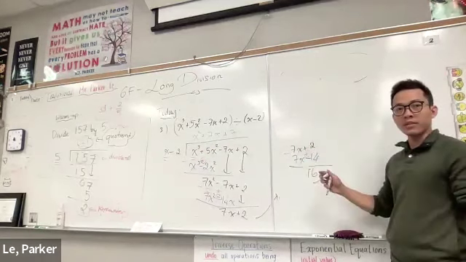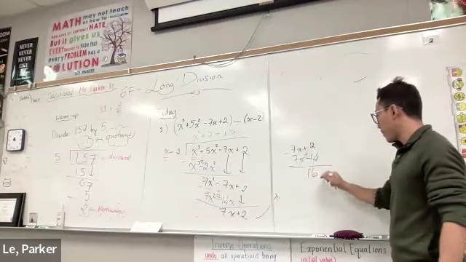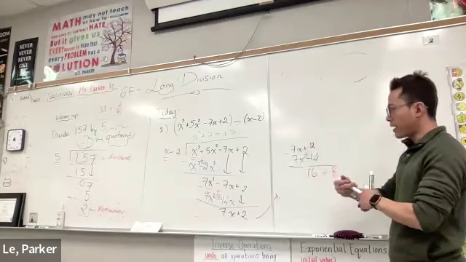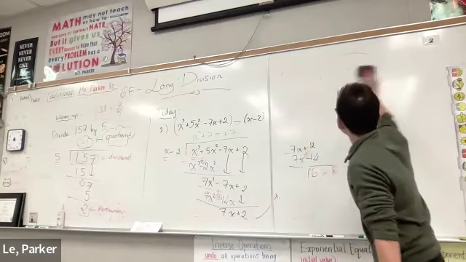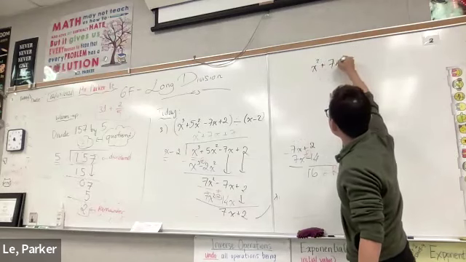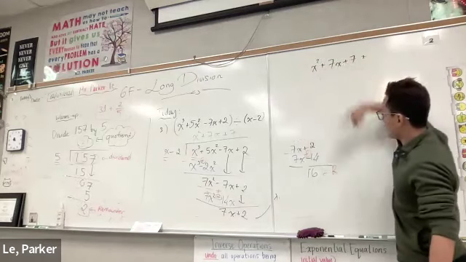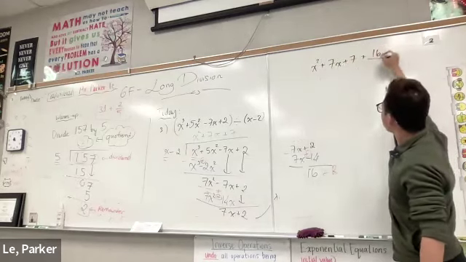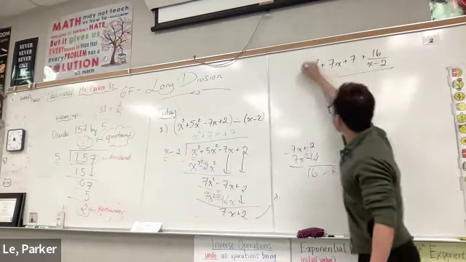Can you do more? No. So that's going to be the remainder. So this is the remainder. How do you write the answer then? It's going to be x squared plus 7x plus 7, and then plus 16 over x minus 2. Awesome. That's the complete answer.